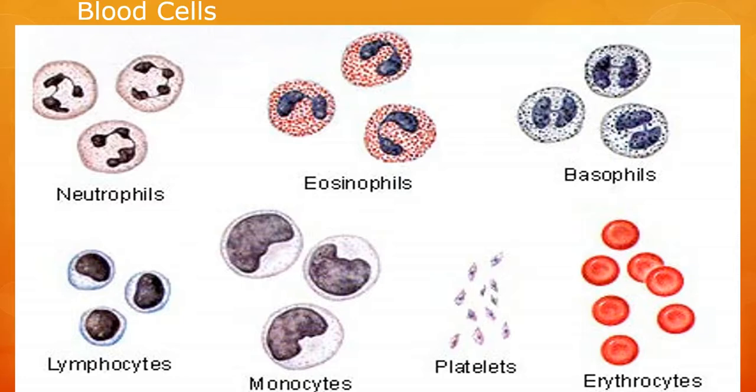Okay, now the white cells are really the most interesting here. Notice we have 5 different kinds. The one at the top left is called a neutrophil, or a segmented neutrophil. Notice it's got a nucleus, and the nucleus is in segments. That's why it's called segmented neutrophil. It's the most common white blood cell in your body.